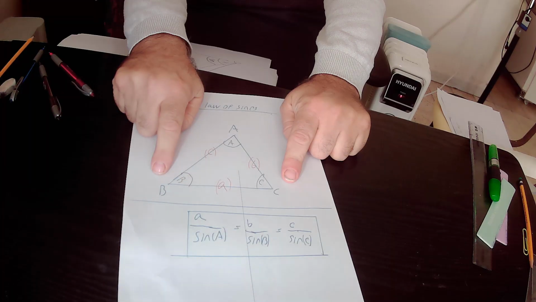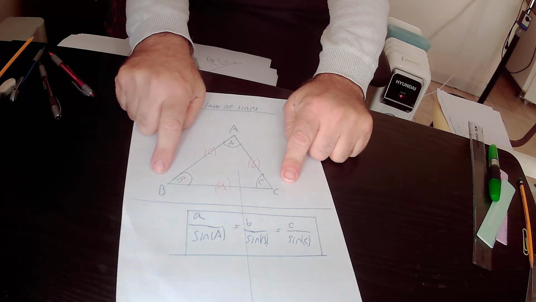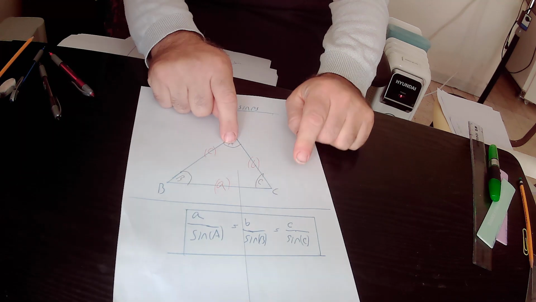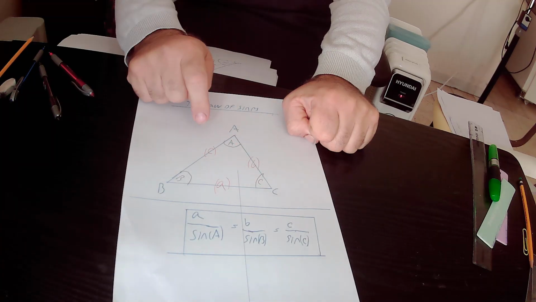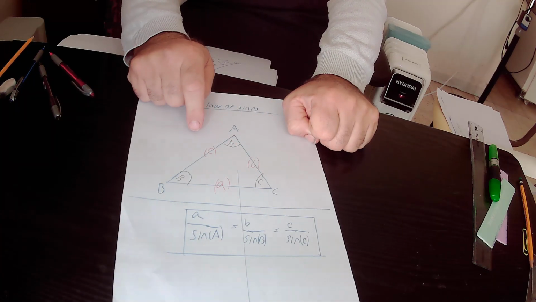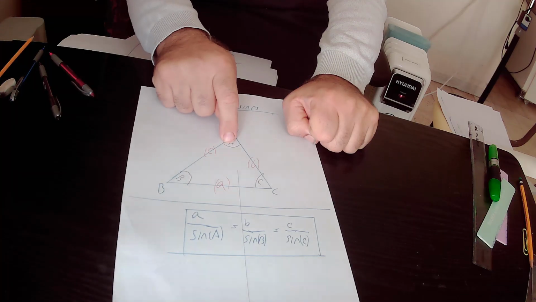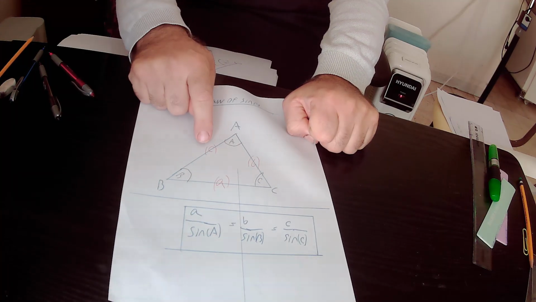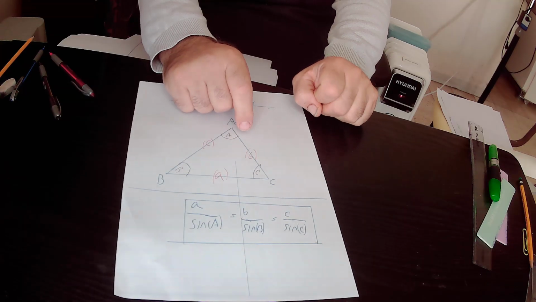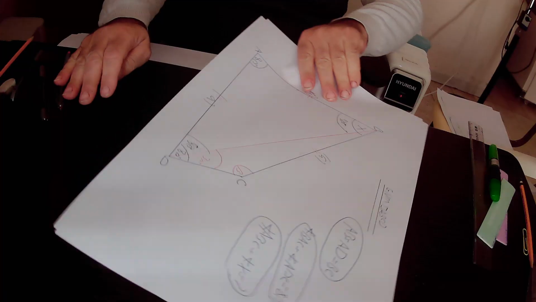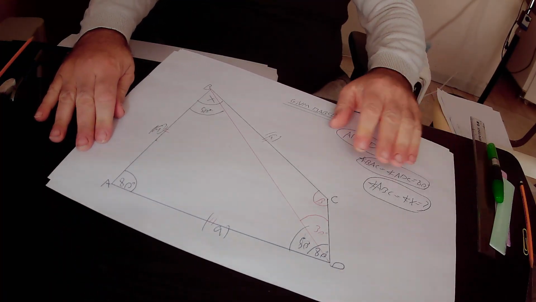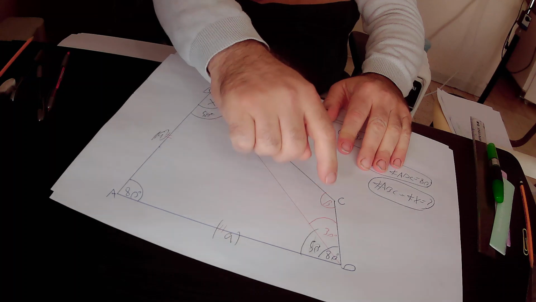For this triangle ABC, which could be any triangle, according to the law of sines the following equation is true: a over sine A equals b over sine B equals c over sine C. So we can actually implement the law of sines in our drawing. We will implement the law of sines in this triangle BAD.